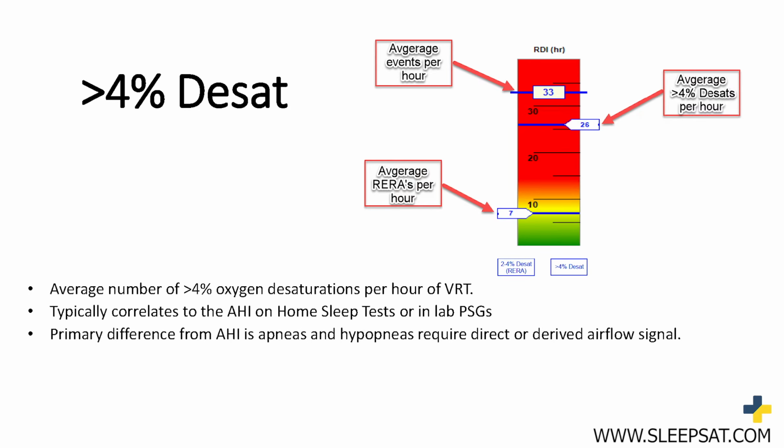Next, we have the other half of RDI with greater than 4% desaturations. This is the average number of greater than 4% oxygen desaturations per hour of VRT, or valid recording time. Greater than 4% desaturations typically correlate to the AHI on a home sleep test or in-lab PSGs. The primary difference from AHI is that apneas and hypopneas require a direct or derived airflow signal. Finally, the number in the center is our RDI, which is the RERA and greater than 4% desaturations combined.